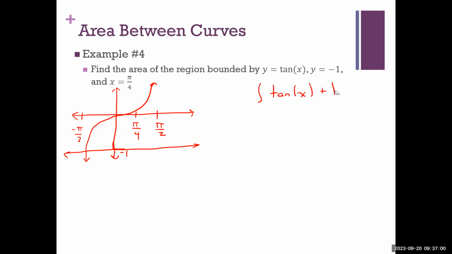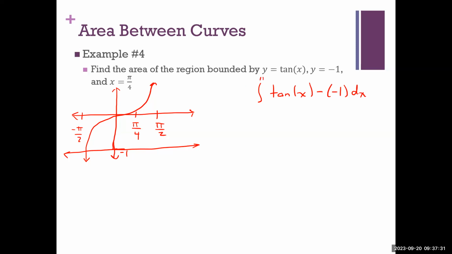How did you get that? I tried to look for a top curve over a bottom curve. Okay. Top curve is tangent x, and what's the bottom curve? Negative -1. So maybe I'll leave this like this for now. Okay, so I believe that is the function to integrate. That's the integrand. Do we know the bounds? What are the bounds?